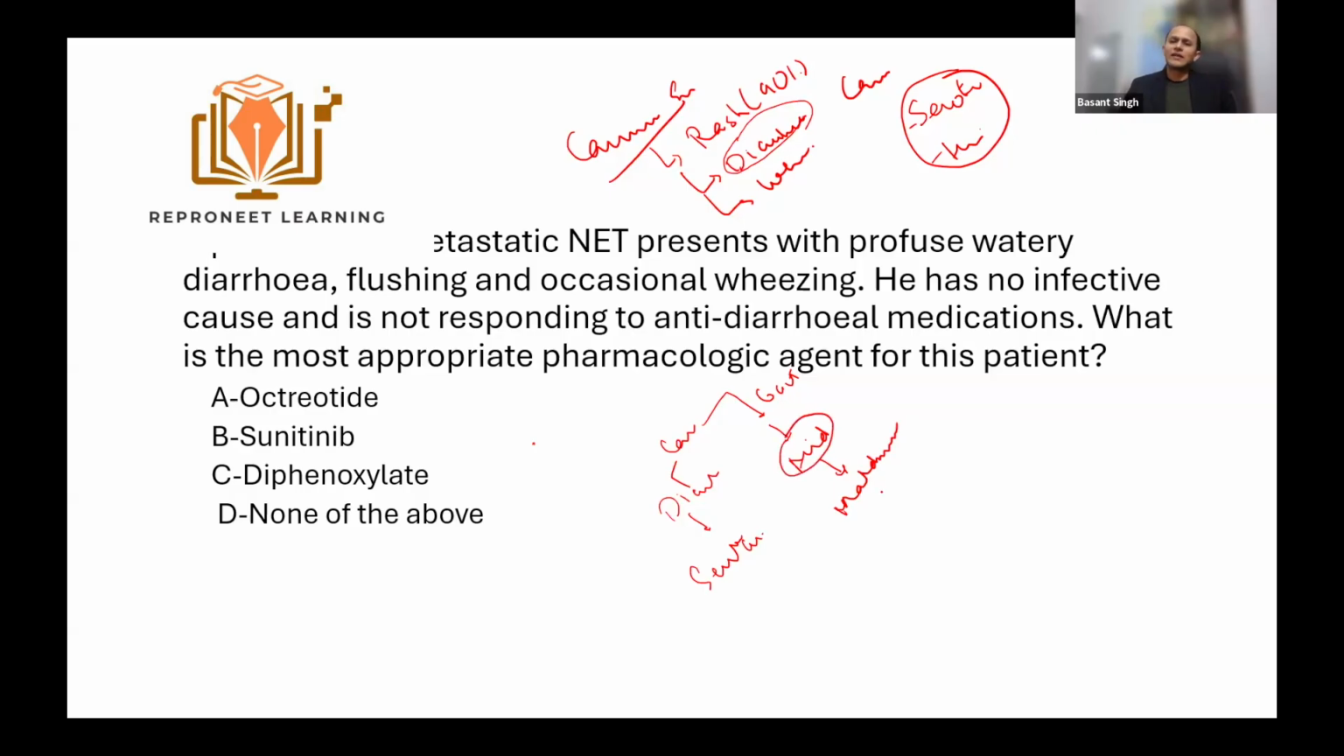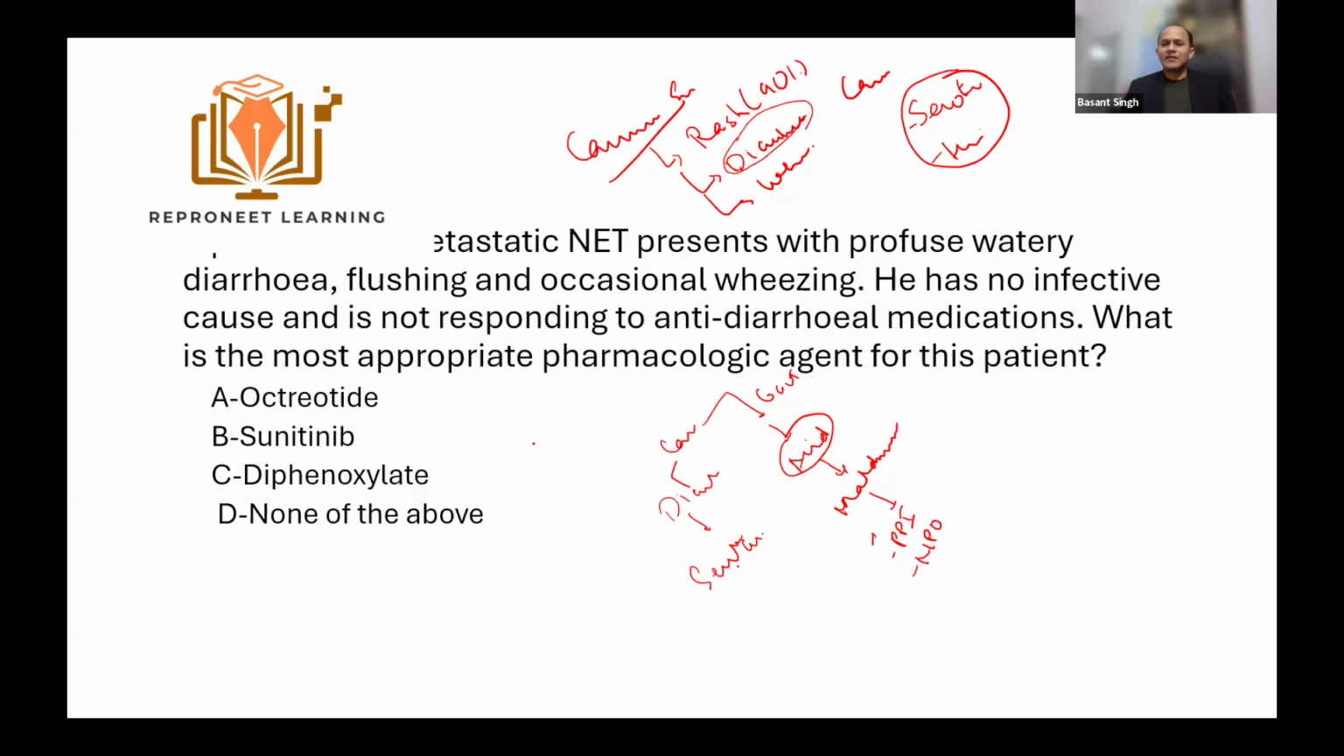So how do you treat this? You give PPIs here because acid is the culprit. Give PPI in high doses. We keep the patient NPO for some time, put a Ryle's tube, aspirate the gastric acid, and give PPI. So this diarrhea will resolve. This is a very, very important point to differentiate: diarrhea in the context of gastrinoma or diarrhea in the context of carcinoid syndrome.